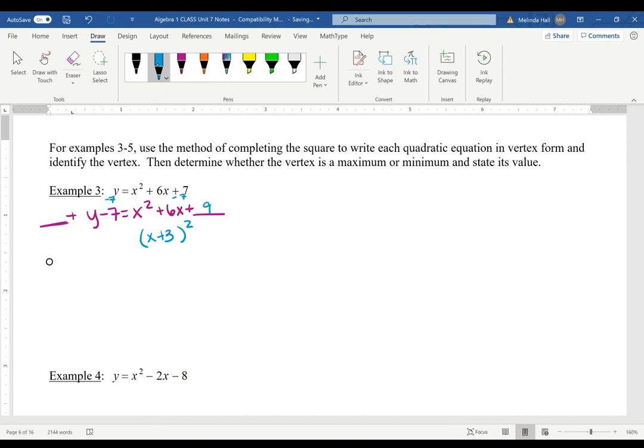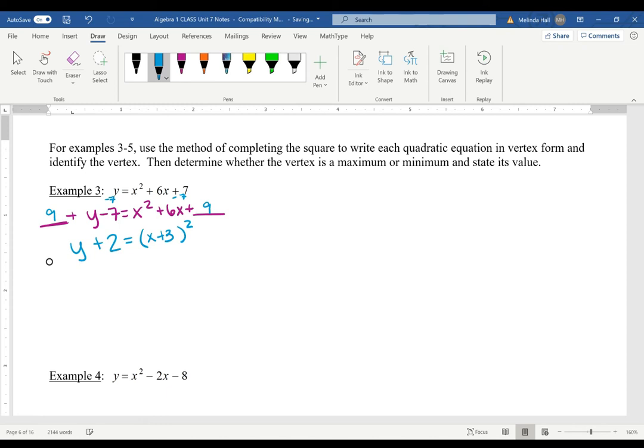If I add 9 to the right, I'm adding 9 to the left. And if I'm adding 9 to the left, now I can combine something with that 7. Negative 7 plus 9 would be positive 2, not negative 2. Whew. So then I would have y plus 2 equals x plus 3 squared.